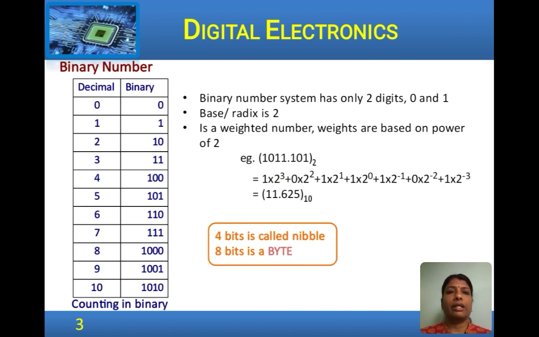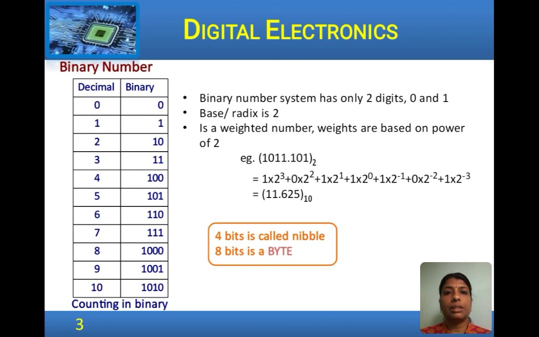Next, moving on to binary numbers. Binary means by 2. So, the binary number system has two digits, 0 and 1. The base or the radix is 2. It is also a weighted number, and the weight of each bit depends on the position in the number. Example of 1011.101 to the base 2.